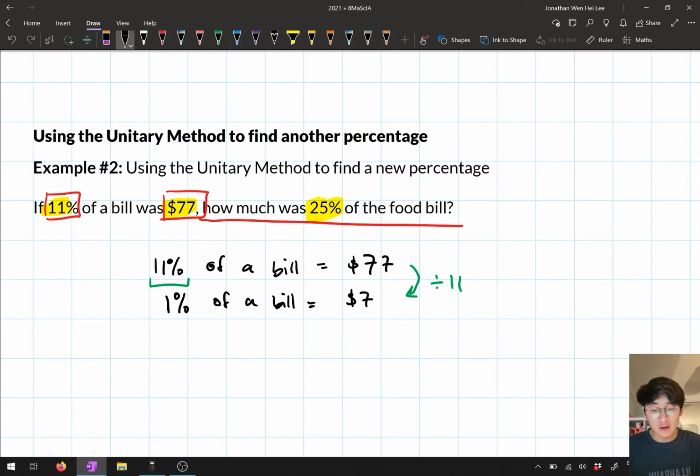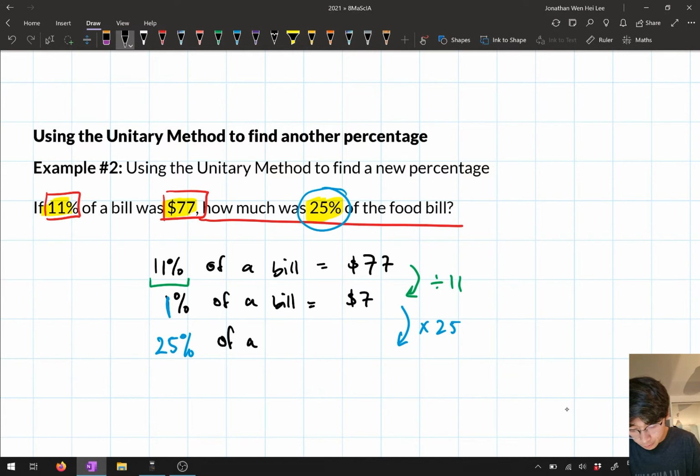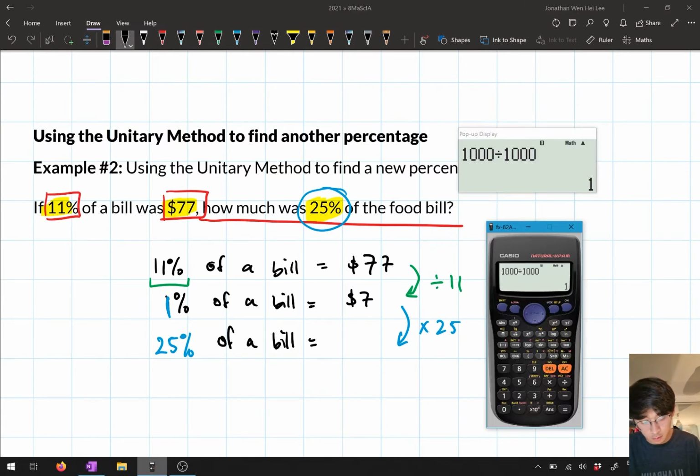Now that I've done that, I'm going to look at my question. Unlike the previous one, I'm not actually going to times it by 100. If you have a look, the target amount that I want to get is 25% of the bill. I don't want 100% of the bill, I want 25%. So here, I'm going to multiply by 25. Because I've already got 1, I can just multiply that by 25, and that'll give me 25% of the bill is equal to, well, I do 7 times 25, which should give me 175.